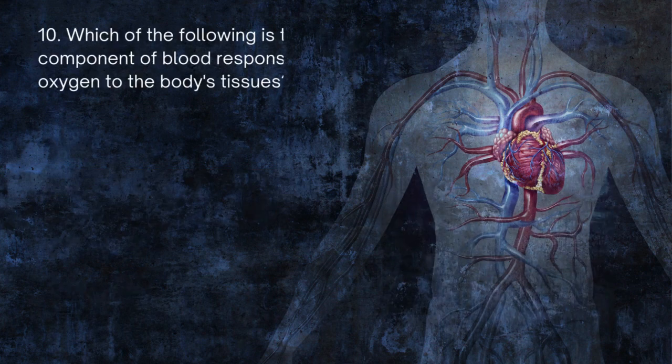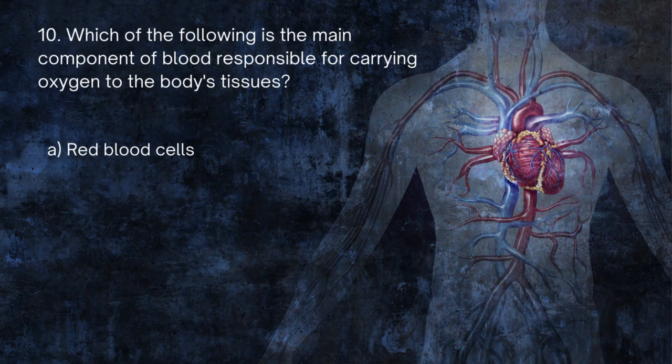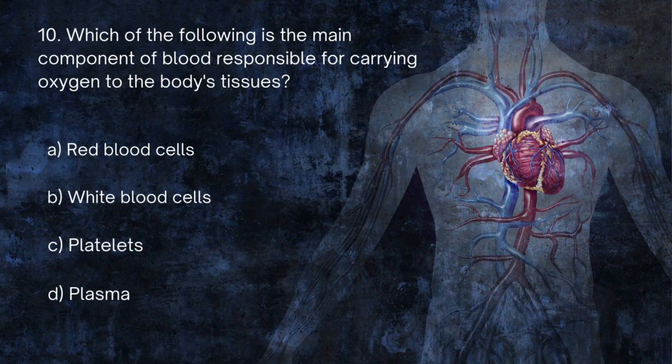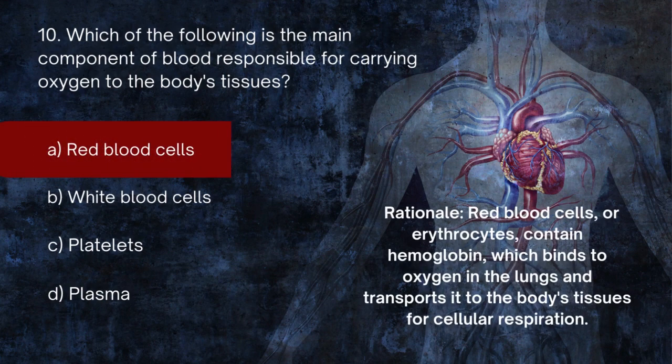10. Which of the following is the main component of blood responsible for carrying oxygen to the body's tissues? A. Red blood cells. B. White blood cells. C. Platelets. D. Plasma. Rationale: red blood cells, or erythrocytes, contain hemoglobin, which binds to oxygen in the lungs and transports it to the body's tissues for cellular respiration.